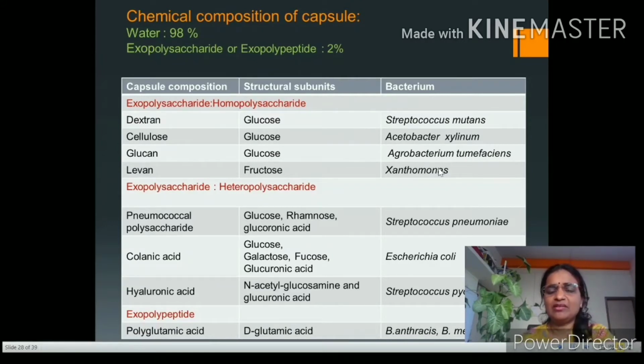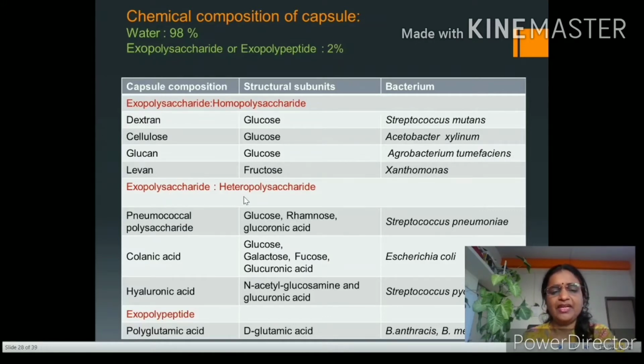So these are some examples of bacteria. For example, Streptococcus mutans. Its capsule consists of dextran type of homopolysaccharide. That homopolysaccharide consists of glucose as a subunit. Acetobacter xylinum consists of cellulosic capsular polysaccharide. Agrobacterium tumefaciens consists of glucan type of polysaccharide made up of glucose. Xanthomonas consists of levan type of polysaccharide. So these are some examples where homopolysaccharides are present in their capsules.